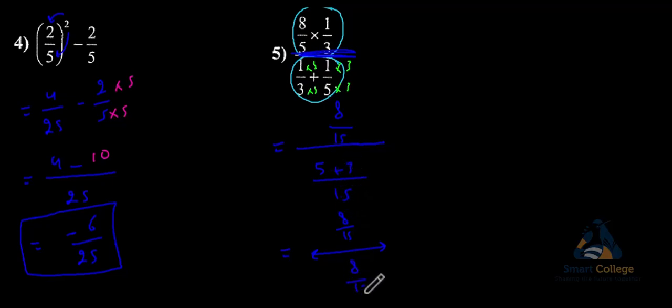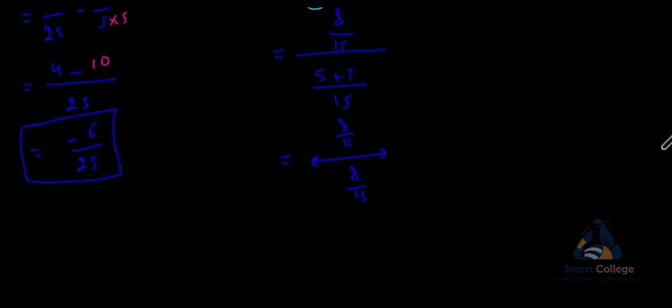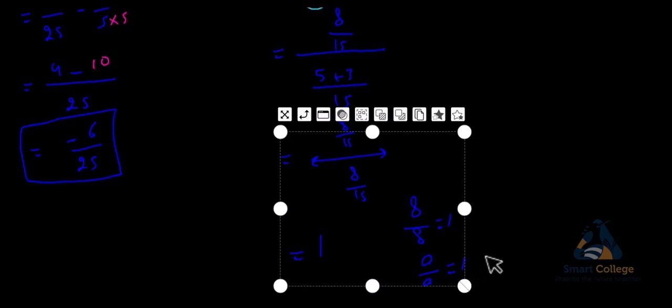Down, 8 over 15. Now, as you can see here, we have 8 over 15 and 8 over 15. We can simply write it as 1, since if we have 8 over 8, the answer will be 1. Any number over itself is equal to 1 except 0. So the answer here is 1.